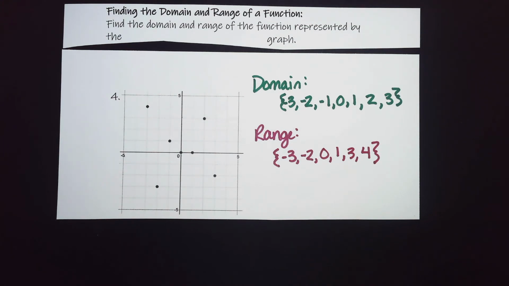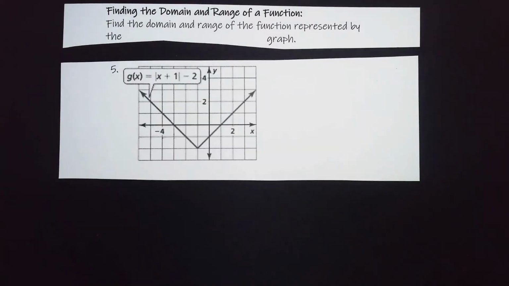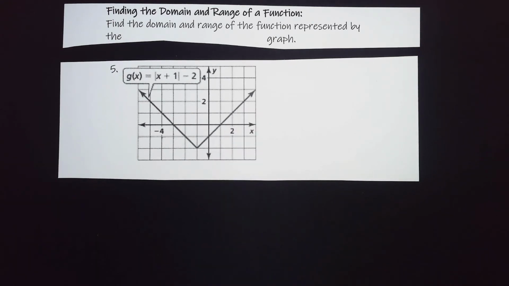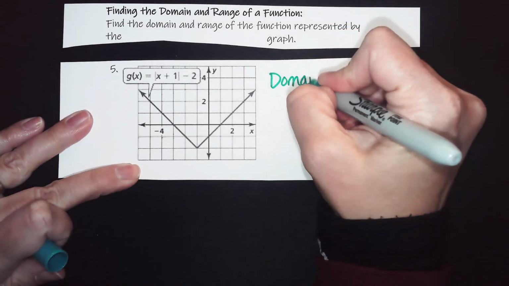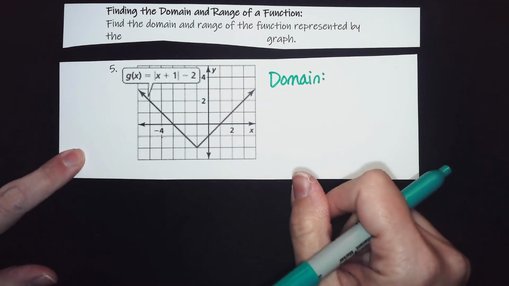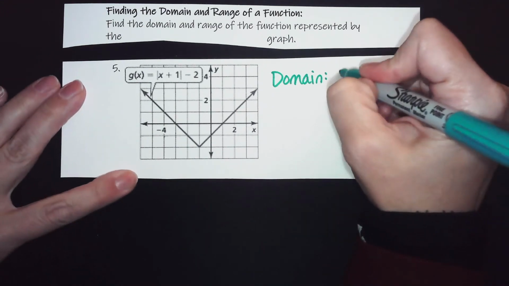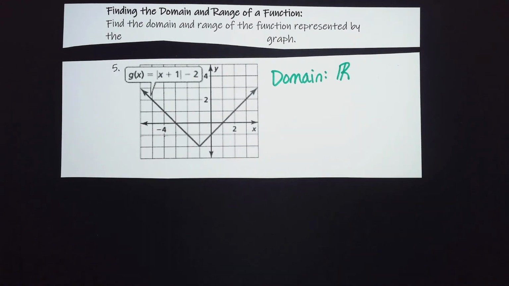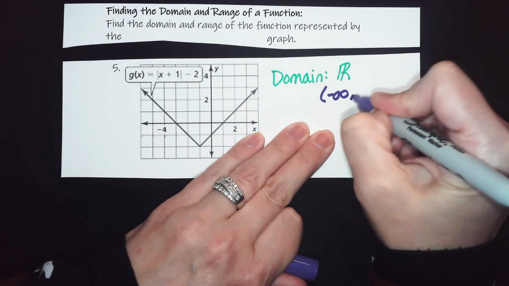So that's how we list the domains when it's just points on the graph. It's not continuous with endpoints like it is on number 3. Okay, number 5 is continuous, but this time it doesn't have endpoints. Okay? So our domain are all the x values. How far left, how far right? It's going forever. So this would be all real numbers, and I'm just going to use the symbol. In interval notation, that would be -infinity to infinity.